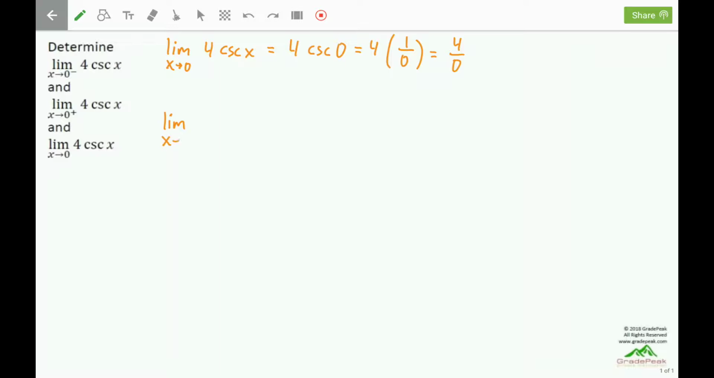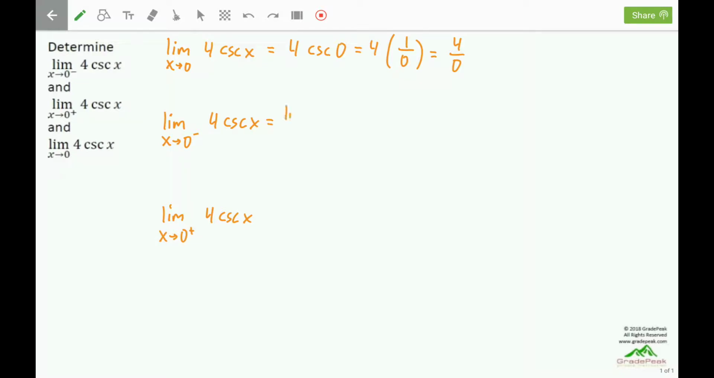We have the left-sided limit indicated by the negative superscript on the 0, and the right-sided limit indicated by the positive superscript on the 0. Let's start with the left-sided limit.